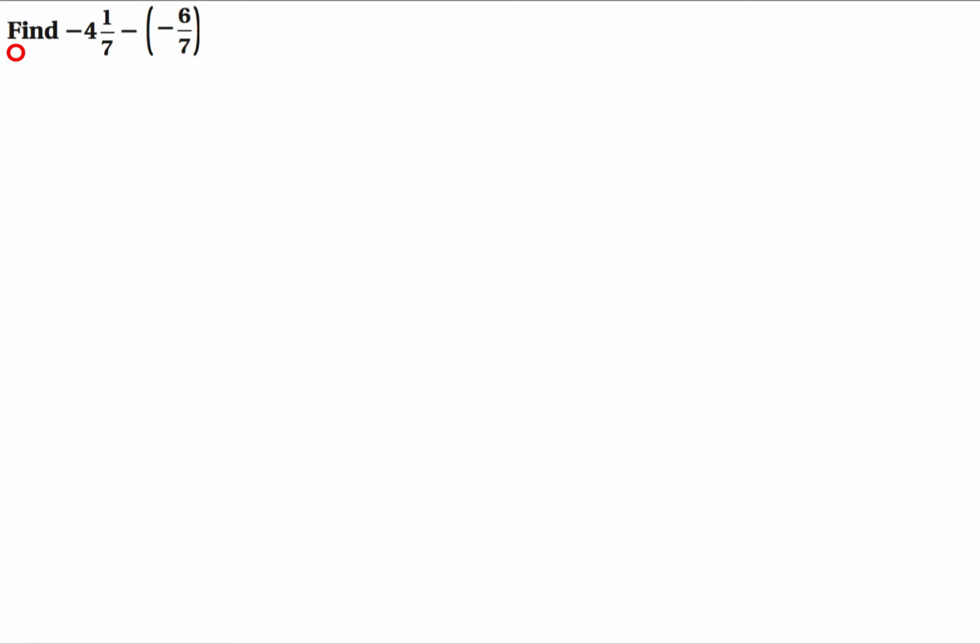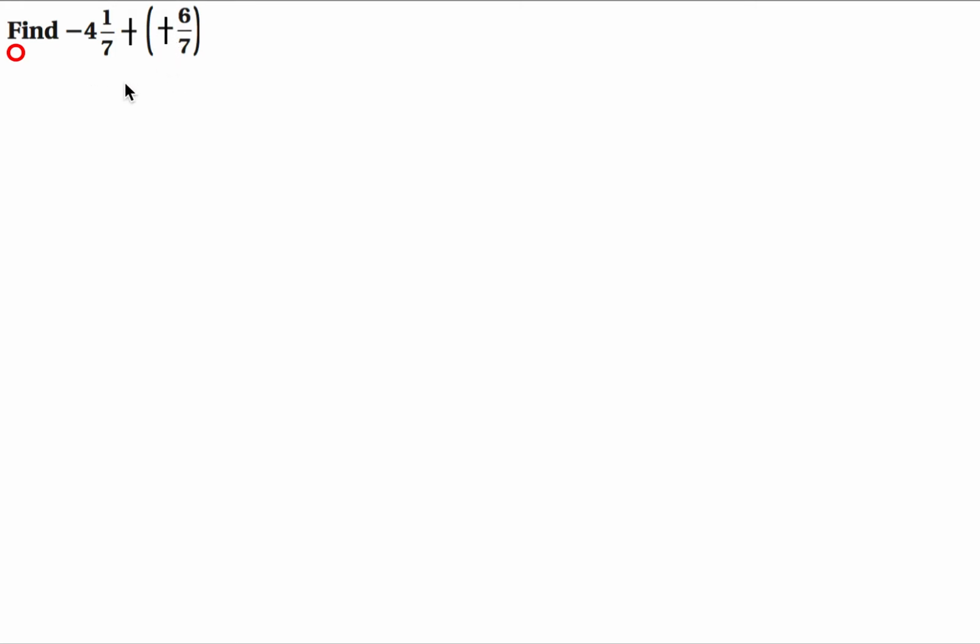Negative 1 4/7 minus negative 6/7. First thing you're going to want to do here is add the opposite, so change to plus plus. So this is negative 1 4/7 plus 6/7. They both have the common denominator. 4 1/7 has a larger size than 6/7, so the answer is going to be negative.